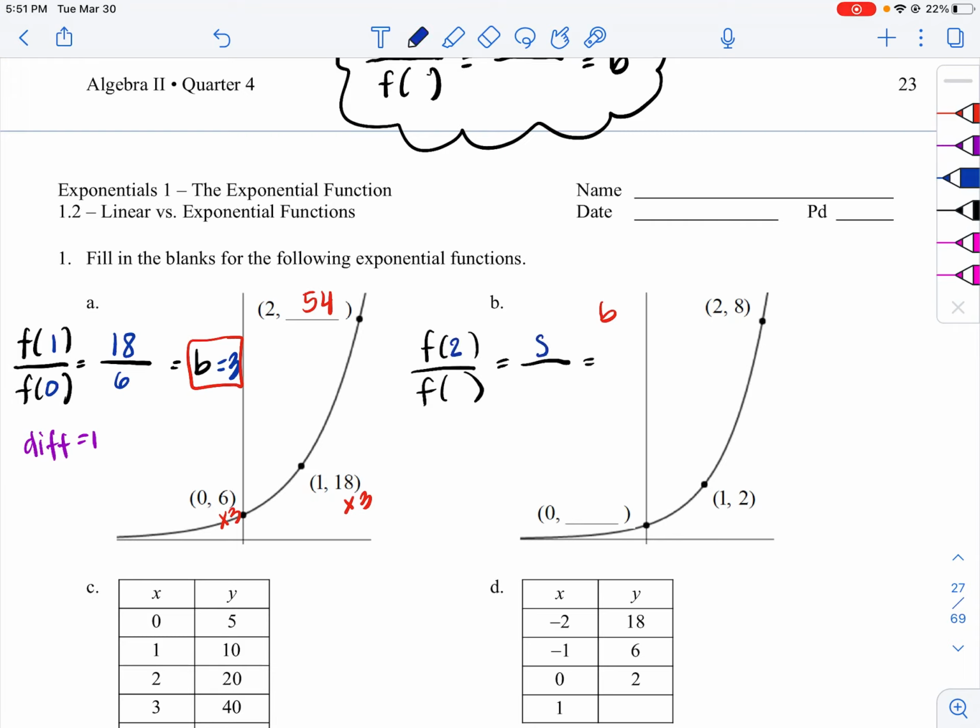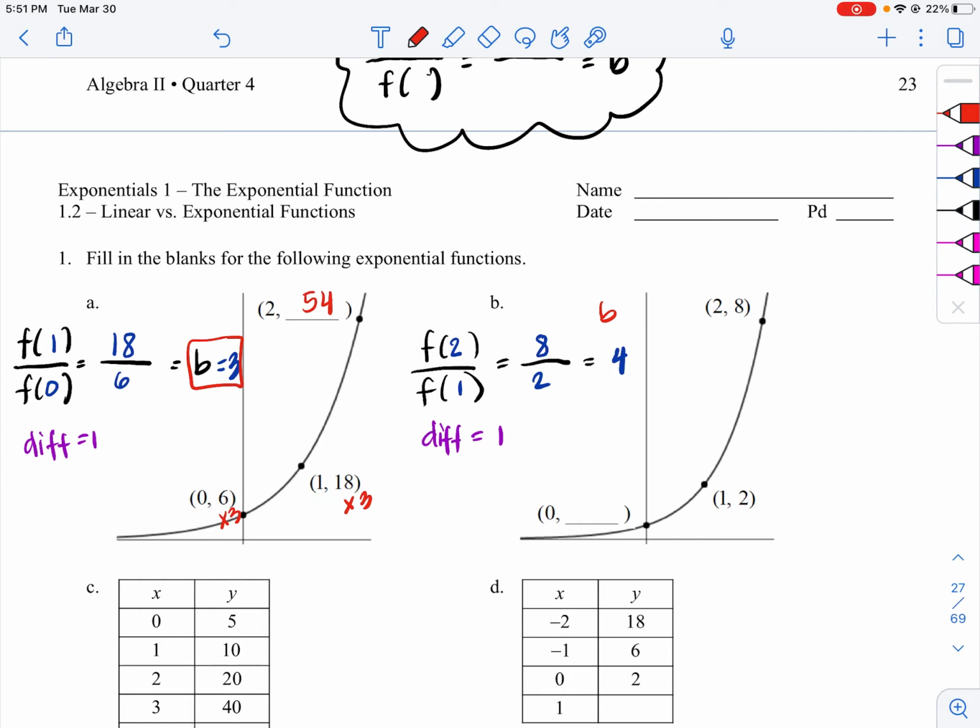So f of 2 has a y value of 8. And then f of 1 has a y value of 2. So 8 divided by 2 is equal to 4. The difference between the x values is only 1. So the 4 is our b value.